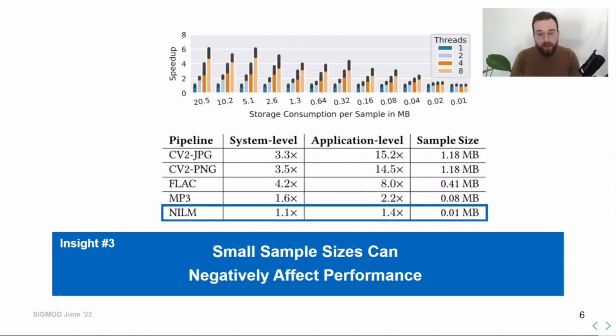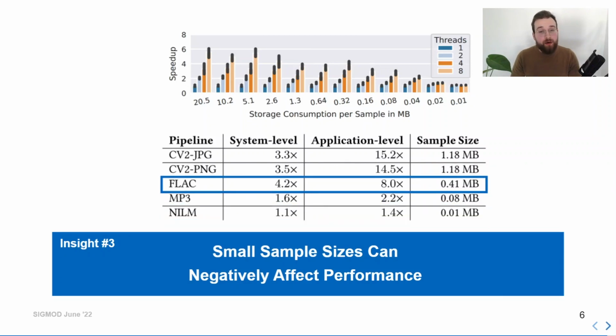As you can see, the NILM pipeline actually has the smallest sample size of 0.01 megabytes, and it has almost no speedup compared to reading from disk, which is very bad if you compare the read speeds of an SSD versus local memory. On the other hand, the FLAG pipeline, which is one of the automatic speech recognition pipelines, has a sample size of 0.4 megabytes and is already 8 times faster when reading from application level caches compared to reading from disk. So, summarizing, this further validates our assumption that small sample sizes affect the read performance of TensorFlow negatively. And additionally, you can also see the major difference of system and application level caches in this table, which is also one of our many other insights which we talk about in the paper.